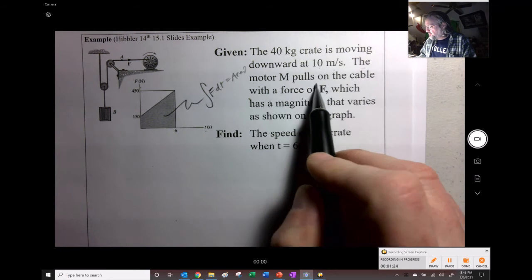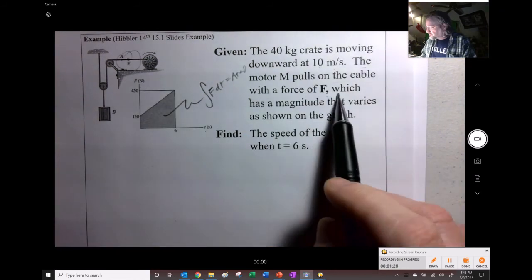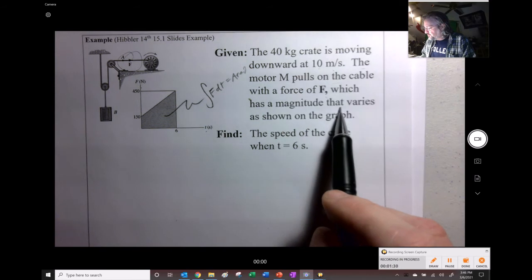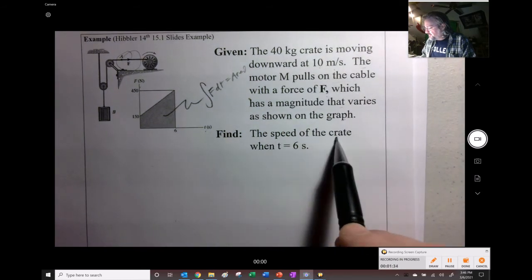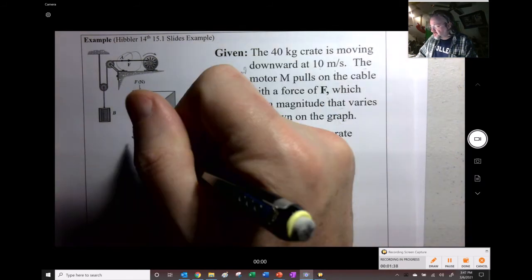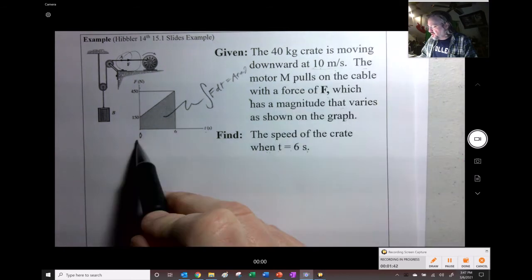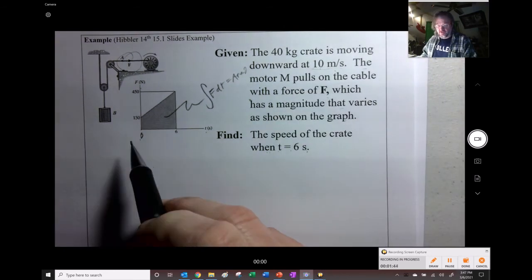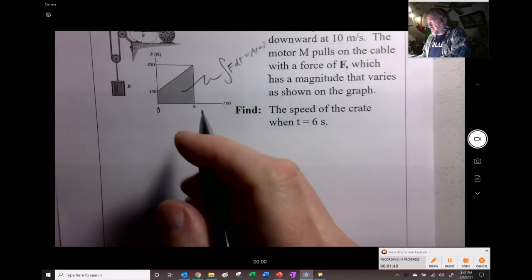We have a 40 kilogram block moving downward at 10 meters per second, and the motor pulls on the cable with a force of F, which has a magnitude that varies as shown on the graph. We want to find the speed of the crate when t equals 6 seconds. We're assuming that it's moving at 10 meters per second at time equals 0. So we draw out our three diagrams here.